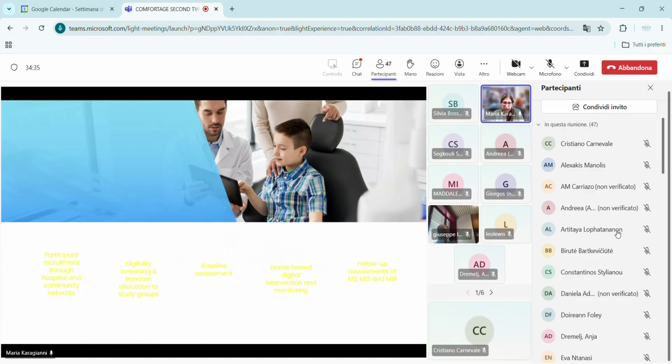And here is the process of the study. In the first recruitment, the participant comes from the hospital or from some daily care centers, and we first check them for the eligibility criteria. So they have a first screening. Then there is a randomization into the groups, and an allocation to the appropriate group. Then we have the baseline assessment.